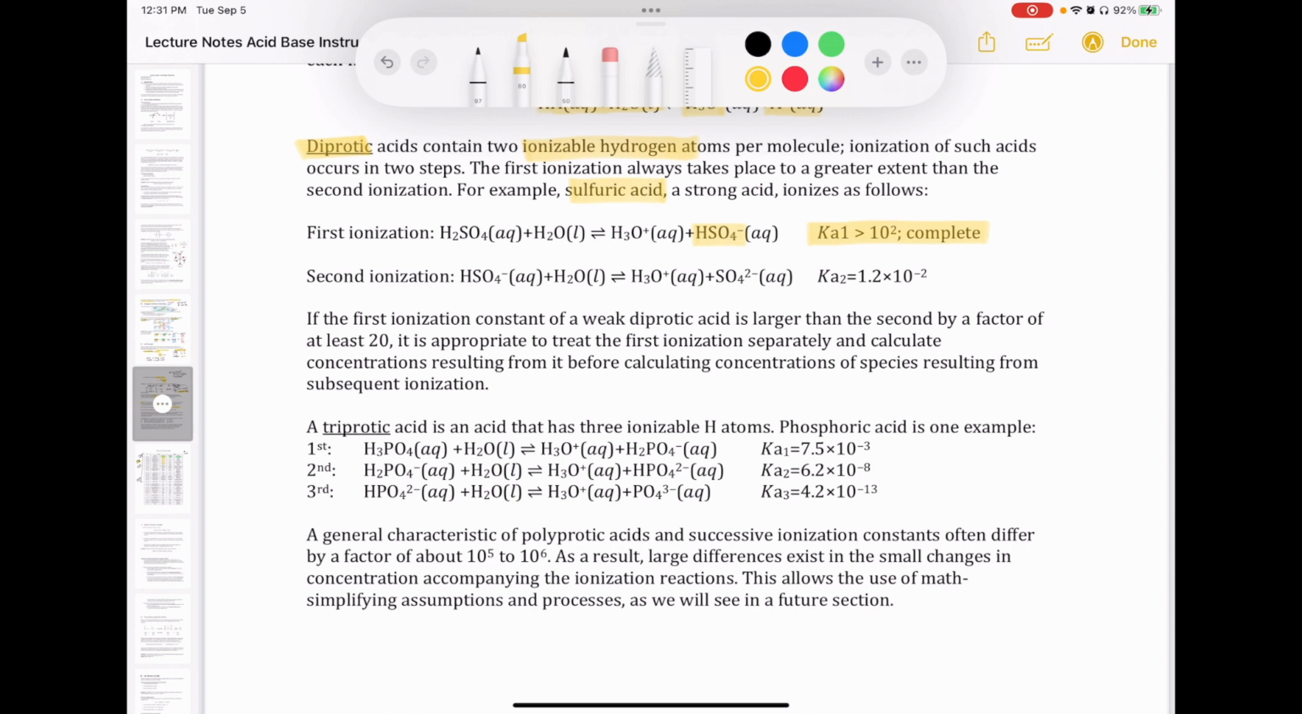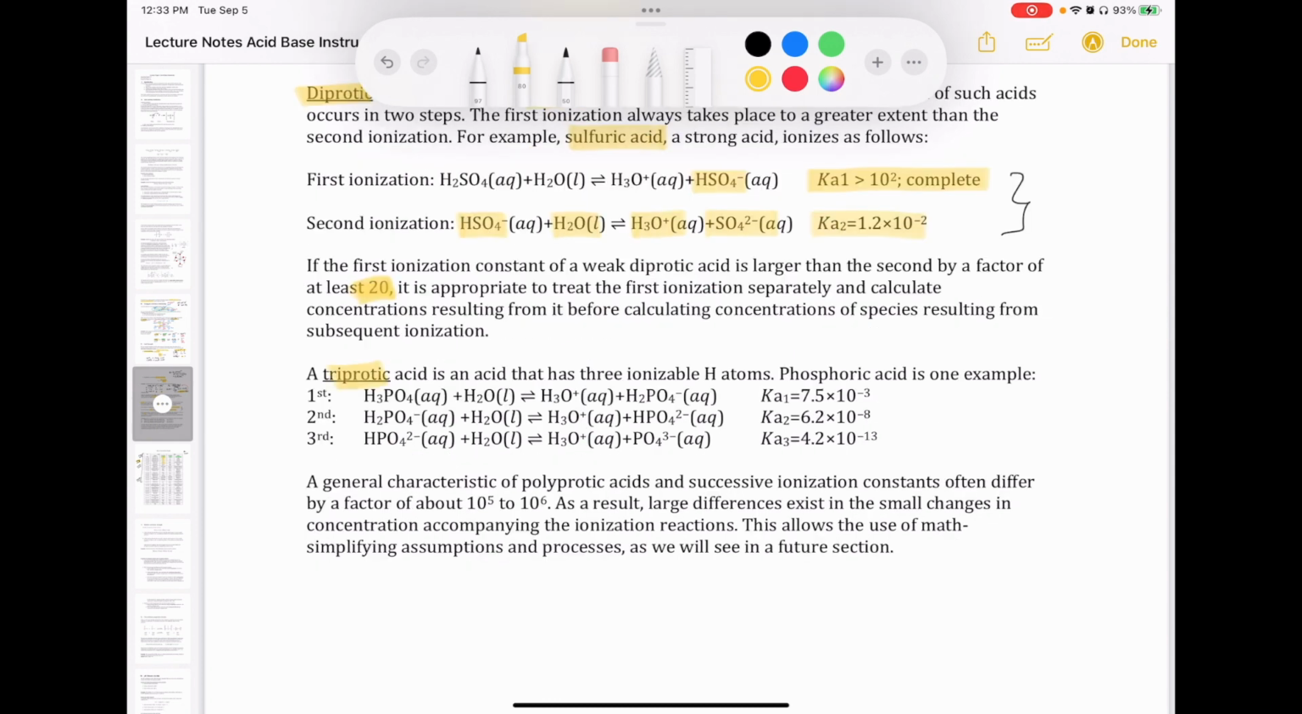The second ionization, which is the bisulfate ion reacting with water, forming proton and sulfate, has a lower Ka value. It's actually about 0.01. That second dissociation then doesn't produce as much product as the first one. So the first one goes to completion. The second one actually only goes much smaller. You can calculate the percent ionization of that step, but it's probably less than 10%.